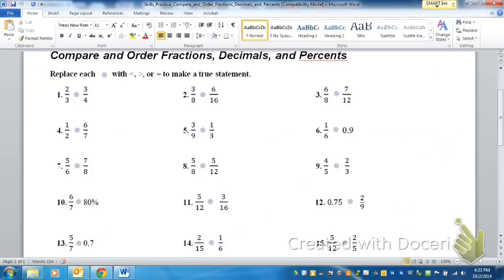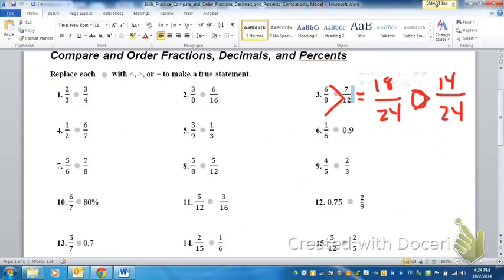There's a couple of problems that could be on a worksheet. Number 3, we have 6/8 and 7/12. And we're going to change this to 24, which is going to be the greatest common factor. So we're going to do 6 times 3 is 18. 8 times 3 is 24. And 7 times 2 is 14 over 24. So 18/24 is greater than 14/24. So 6/8 is greater than 7/12.